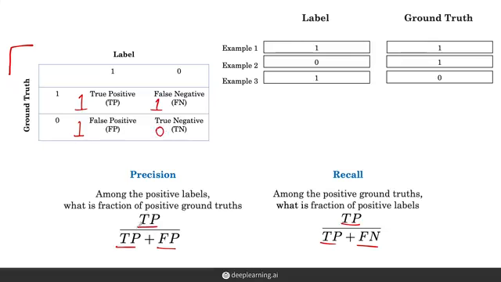So now precision is true positives, which is 1, divided by true positives plus false positives, which is 2. So we get a precision of 0.5. Here we have true positives, which is 1, divided by true positives plus false negatives, which is going to be 1 plus 1, 2, and this is also 0.5.